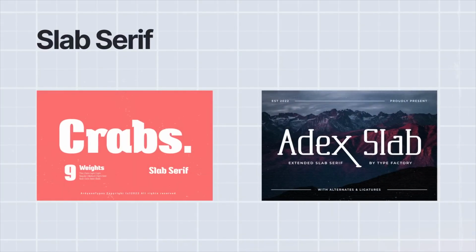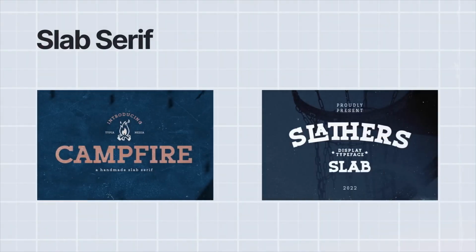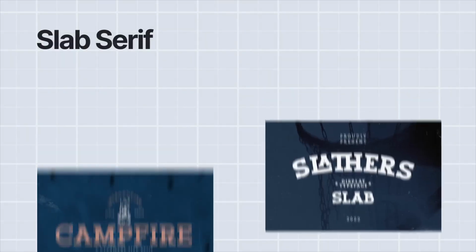Last, we have slab serifs. These are easy to identify from the rest of the serif subgroups. The serifs are heavy and square, and they have the same stroke thickness, so they're very uniform. This type of font was used for advertisements in the early 1800s.